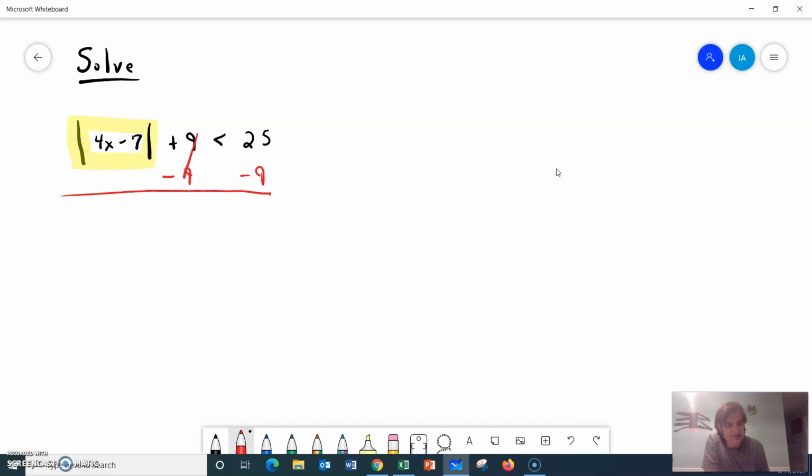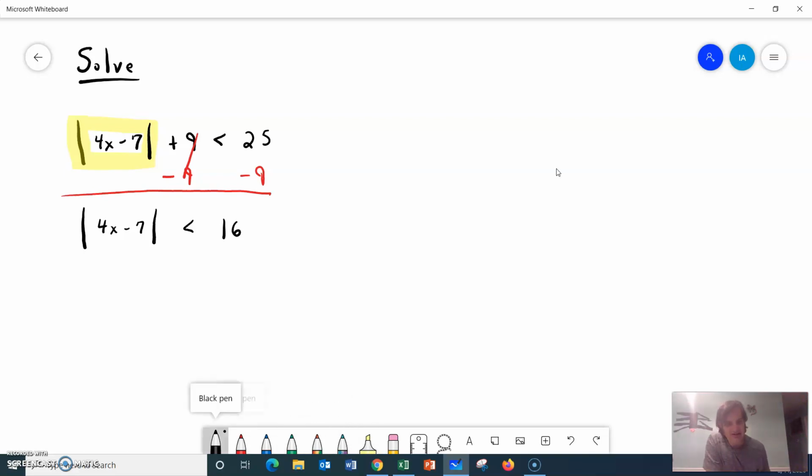So in that case, when we do that, we end up on the left-hand side with just the absolute value of 4x minus 7, and that'll be less than 16. So in this case, we have absolute value less than a number. Remember, that's the compound inequality.